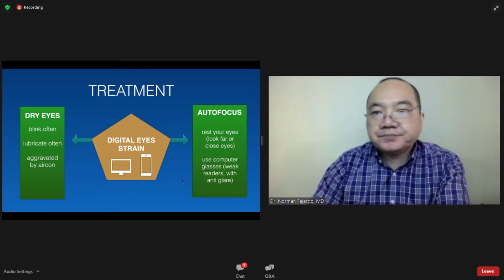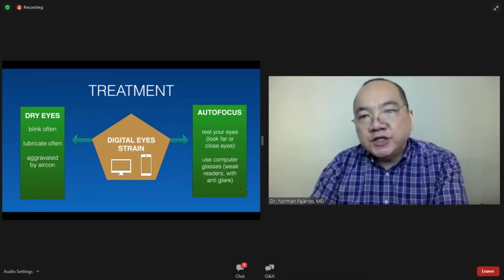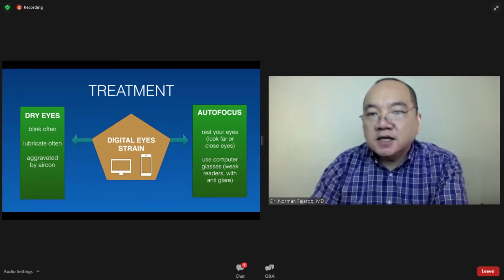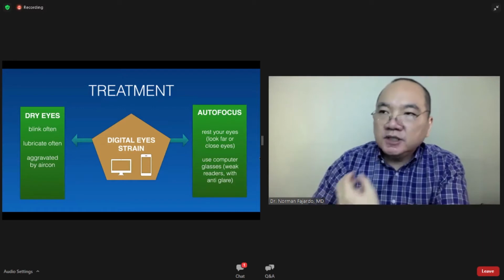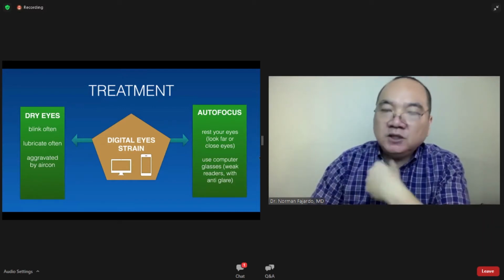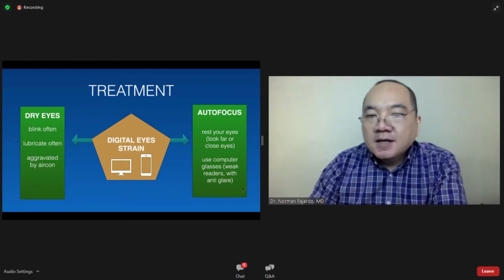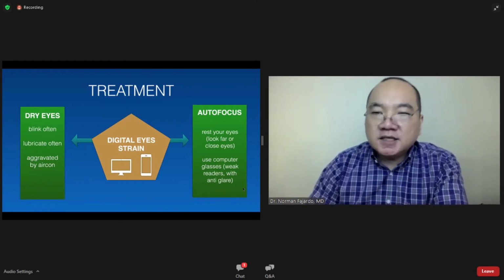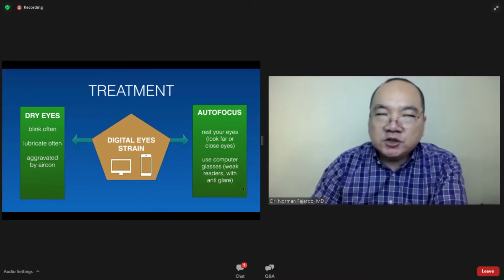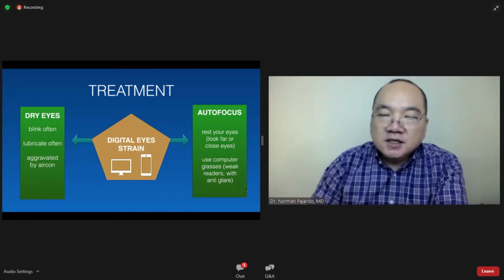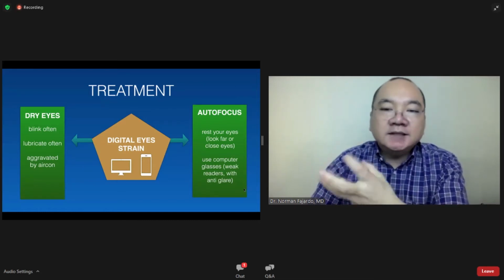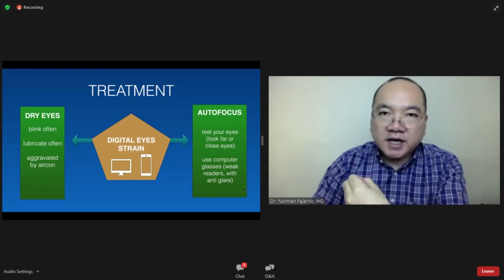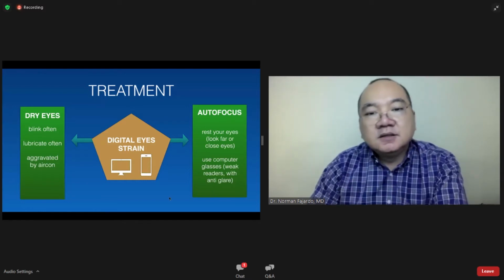The next treatment is you want to rest your eyes regularly. Look at a distance when you are on a break so that your eyes, or your autofocusing, will relax. Or you can close your eyes but do not sleep. Okay? Or you can also use computer glasses. Your computer glasses are actually weak magnifying lenses, to help you focus at near, and one with an anti-glare, because when your eyes are dry, you tend to have a glare.